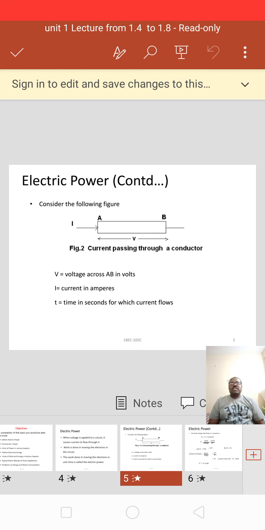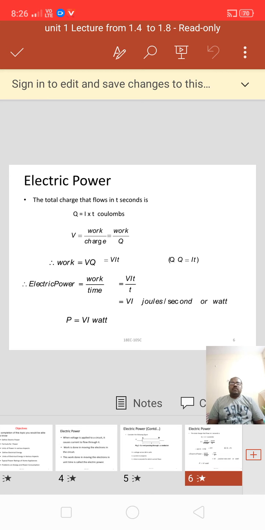Here, for demonstrating electric power, we are taking one figure, that comprises a conductor which has one end A and second end B. A current flows through the conductor, that is, current is denoted by the letter I. Now, when current flows through the conductor, a voltage is generated between the ends of the conductor, A and B. The voltage is denoted by capital V. Therefore, V equals voltage across A and B in volts, current I equals current in amperes, and T equals time in seconds for which current flows.